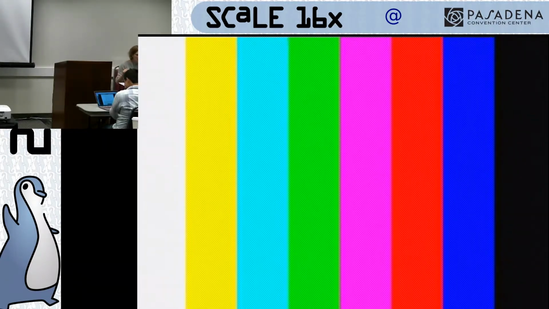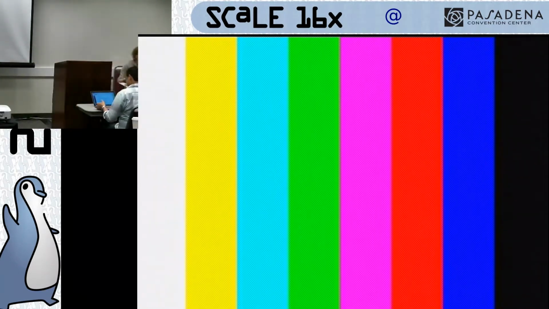So the Etherpad address, which I can't project because I'm technologically challenged without an adapter, is HTTPS, etherpad.wikimedia.org, and then when you get that far, it's /p/ and then scale 16xtm. If that's case sensitive, let me know because I can tell you what the casing is. It almost certainly is.